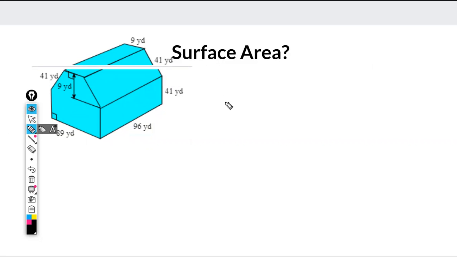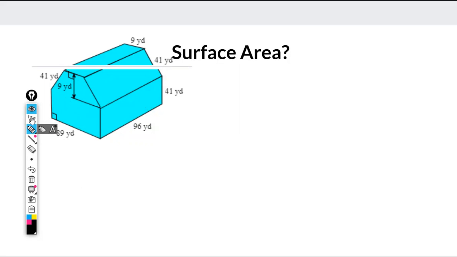Okay. In this example, we want to find the surface area of this composite figure. So what we're literally going to do is take all of these faces of the figure and just add them together. That's it. That's surface area. So I see a whole mess of rectangles, so we'll start there. Let's do this rectangle in the front here.